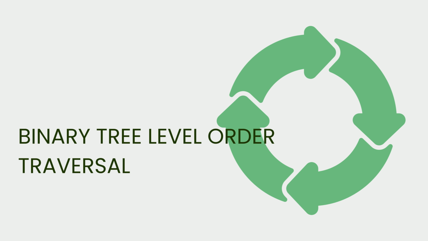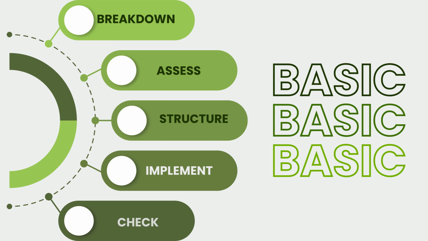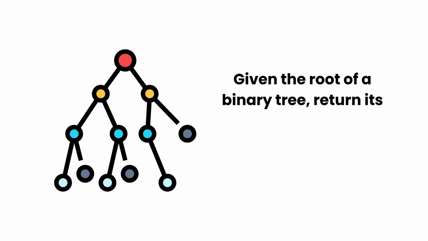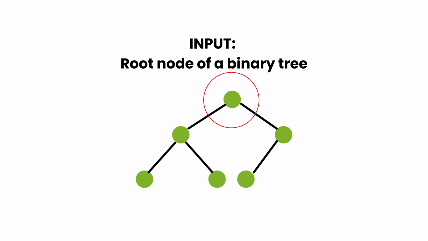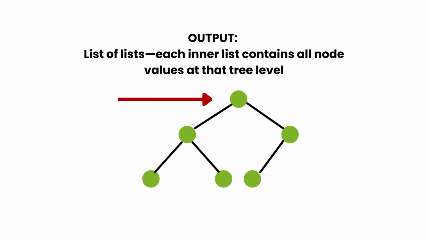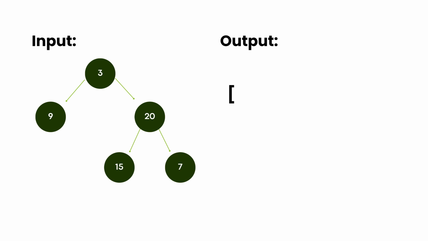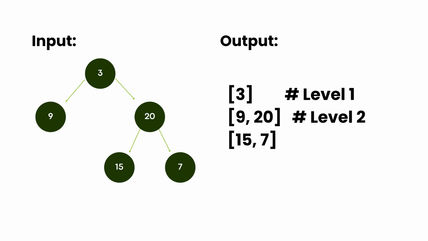Let's solve binary tree level order traversal with the basic method, so you build rock-solid, interview-ready solutions every time. Let's break this down. Given the root of a binary tree, return its values level by level, that is, nodes at each depth together in a list. Input: root node of a binary tree. Output: list of lists. Each inner list contains all node values at that tree level. Here is an example. Output: 3, 9, 20, 15, 7.